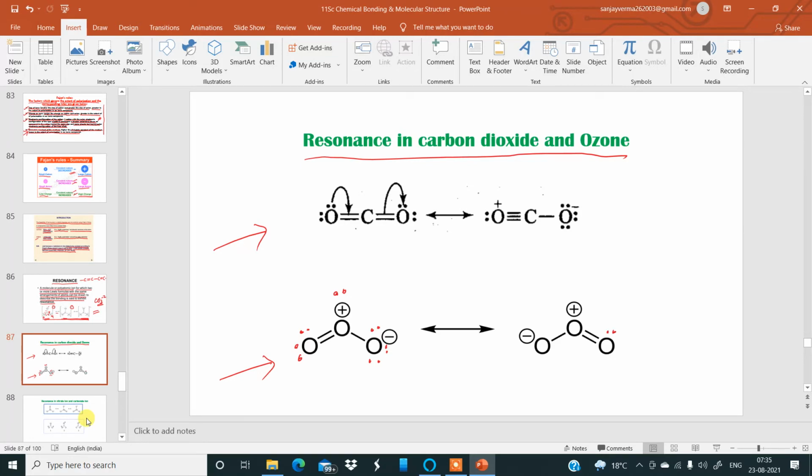Over here again I'll put two lone pairs. This will have a lone pair. This will have three lone pairs. Okay. Now, firstly, let us discuss carbon dioxide. In carbon dioxide, this is the structural formula.